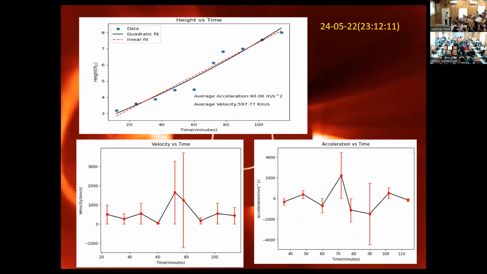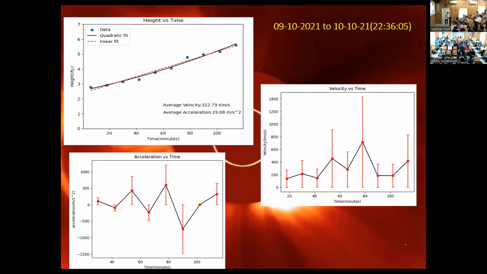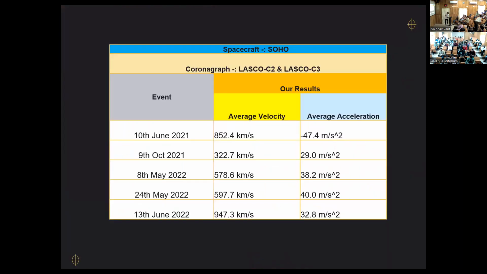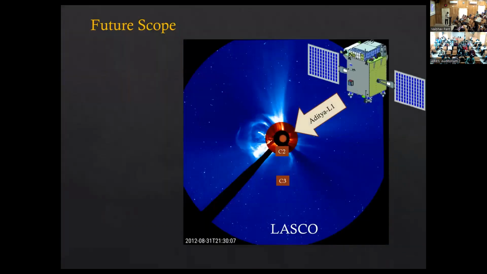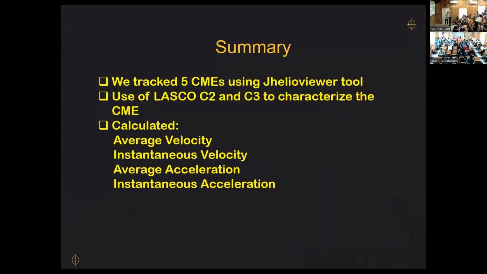Yeah. So similarly for the other two events we got the same results. And this is our table of results where we have tracked five events. Dates are mentioned here, and we got the result, average velocity and average acceleration. And yeah, the summary part will be delivered by Deepika.